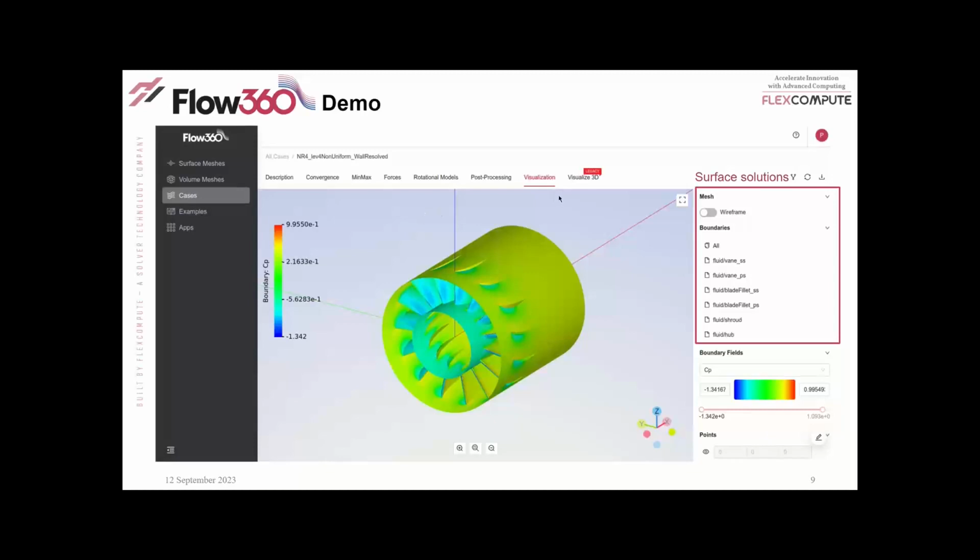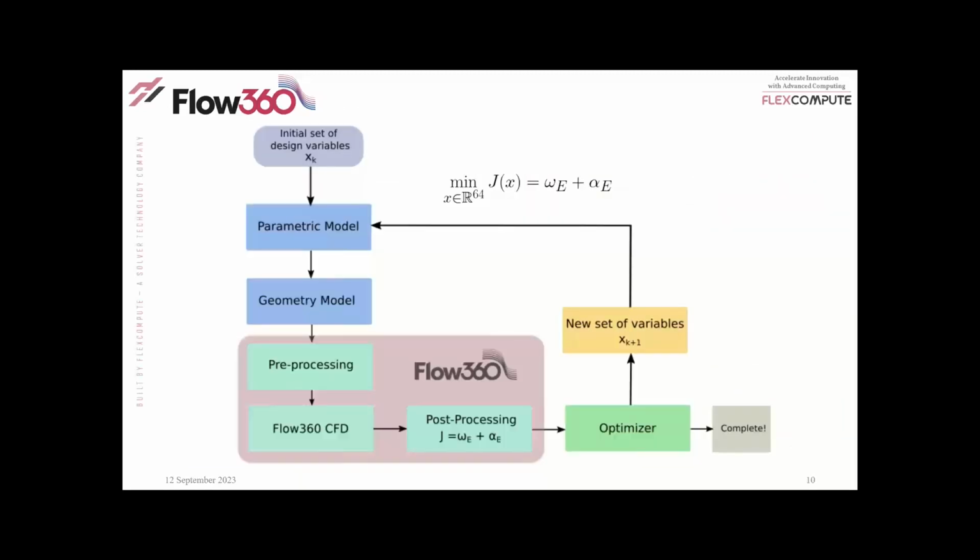Then you can switch to the visualization tab, and in the visualization tab, you will find your solution after your case is completed. You can turn them on and off. You can see the Cp distribution, and you can have your engineering analysis on our web user interface.